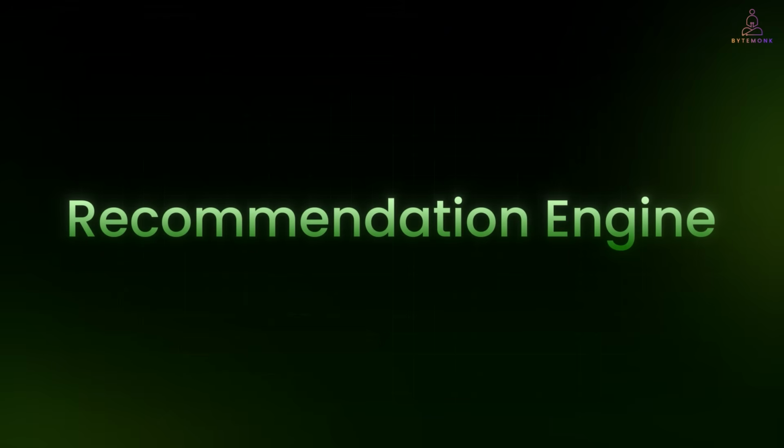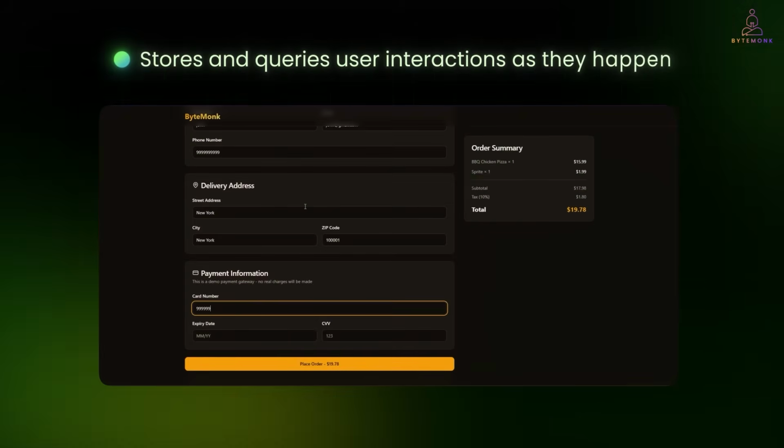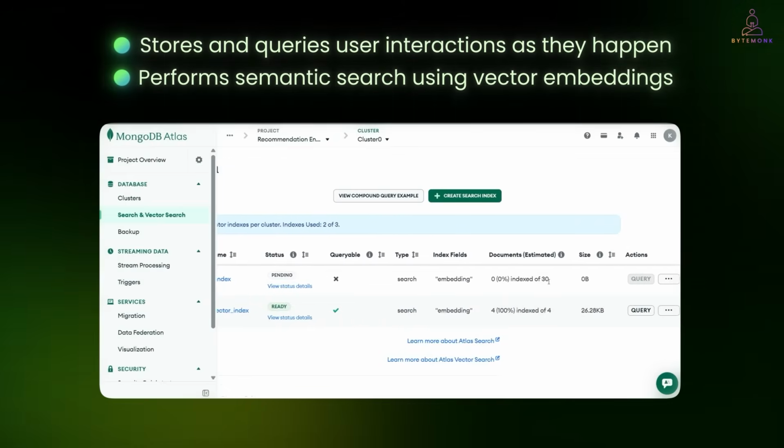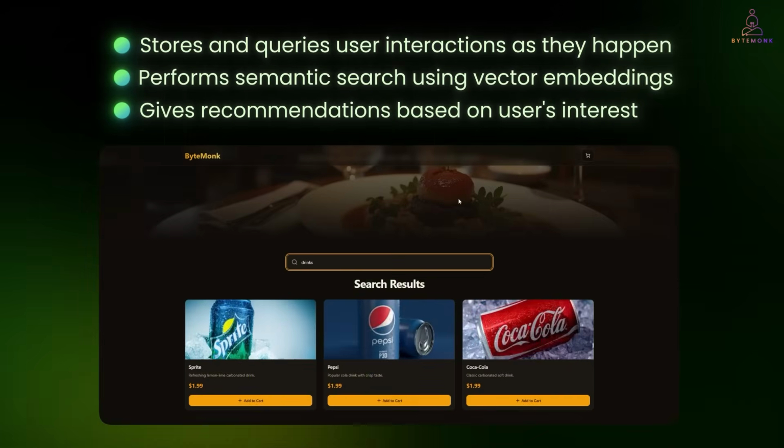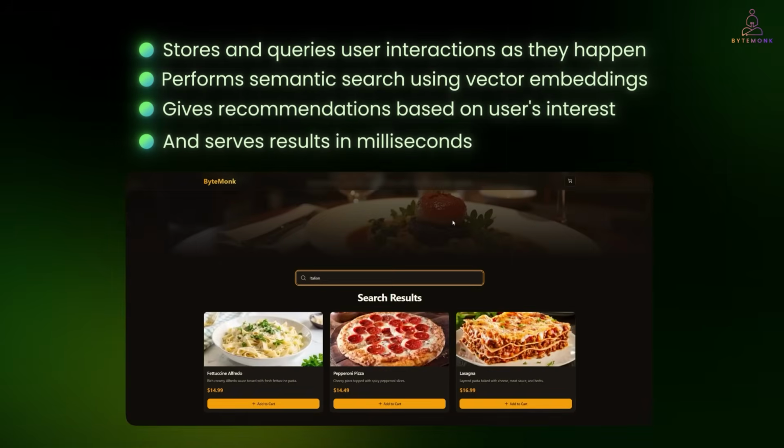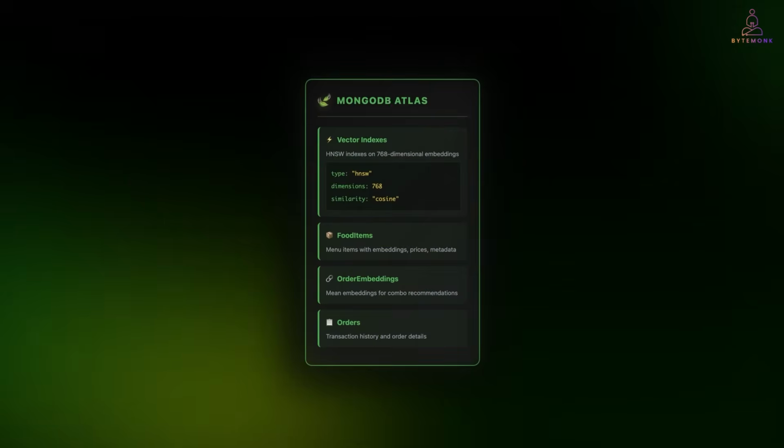We are going to build a recommendation engine that stores and queries user interactions as they happen, performs semantic search using vector embeddings, gives recommendations based on users' interest, and serves results in milliseconds, all from a single database. My goal here is to show you a pattern that might simplify your architecture for certain types of AI applications.